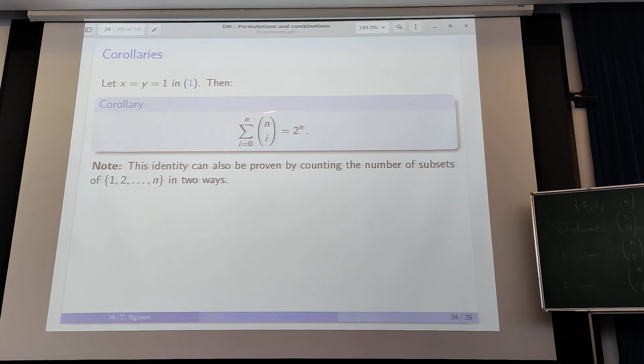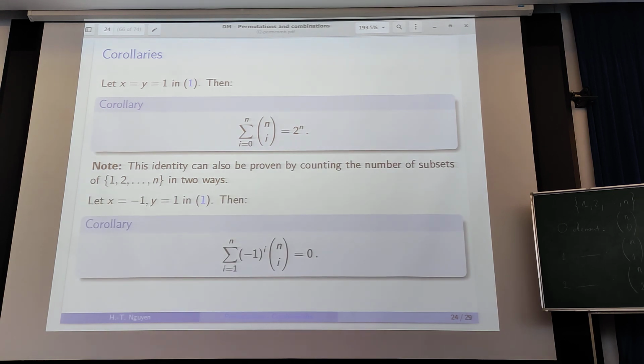So this identity is, once again, you have two ways to prove it. Either you let x and y be equal to 1 in the Newton formula, or you use a double counting argument. This way you count the number of subsets.